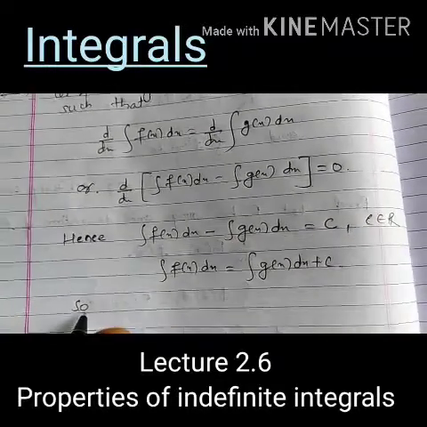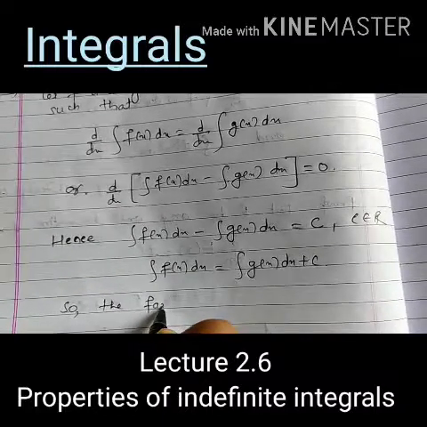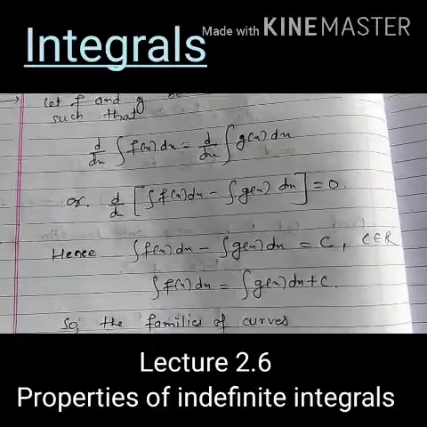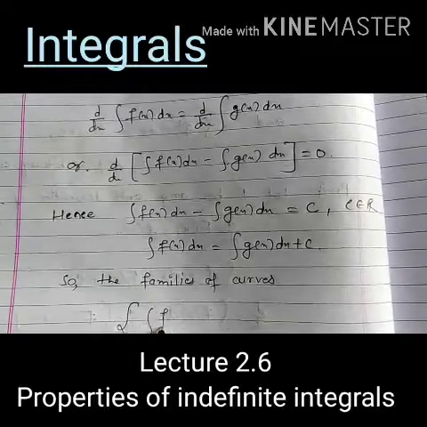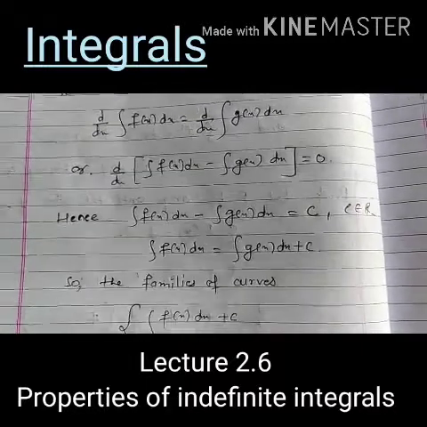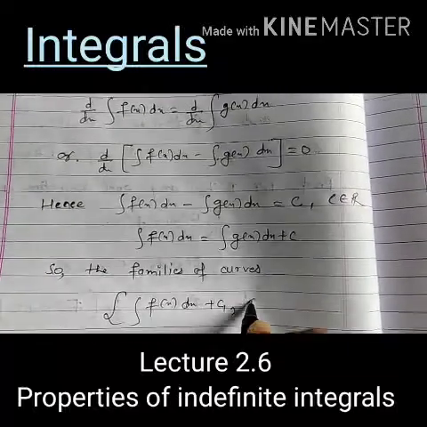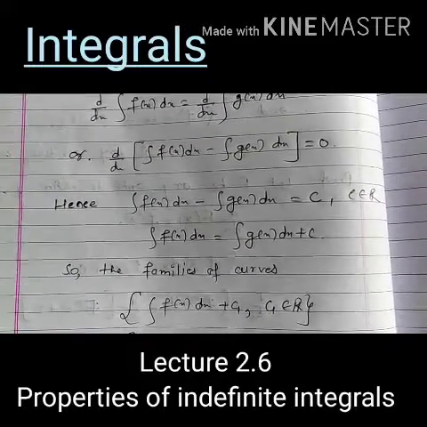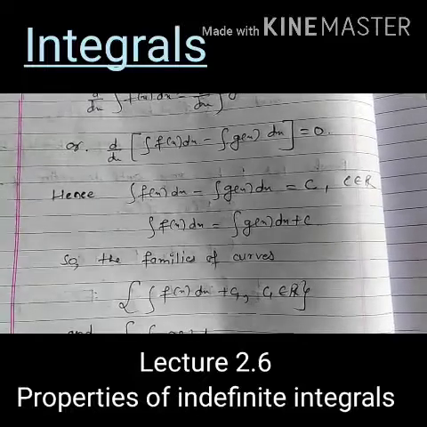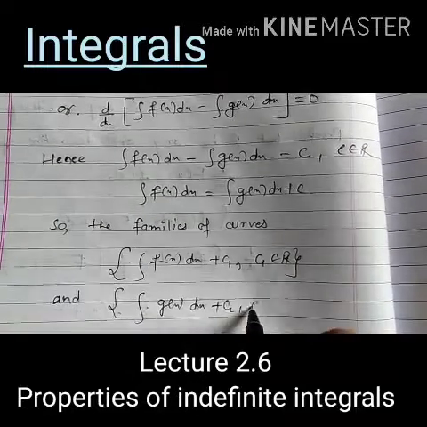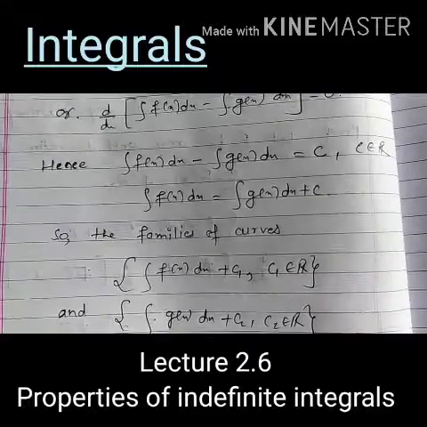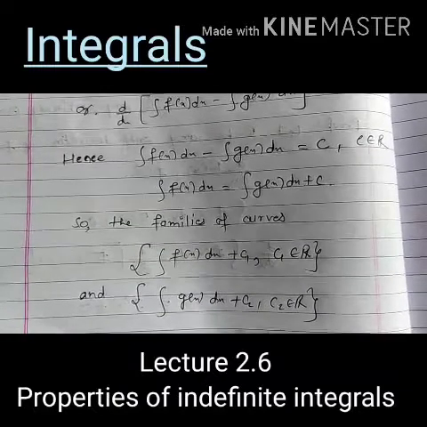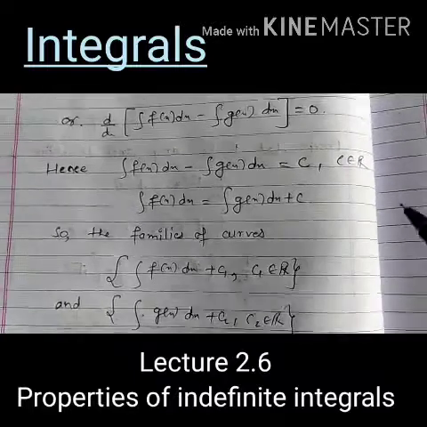So the families of curves, like we can write as the integration of f of x dx plus c1, where c1 belongs to the set of real numbers, and the integration of g of x dx plus c2, where c2 belongs to the set of real numbers, are identical. Okay, so it is very easy.